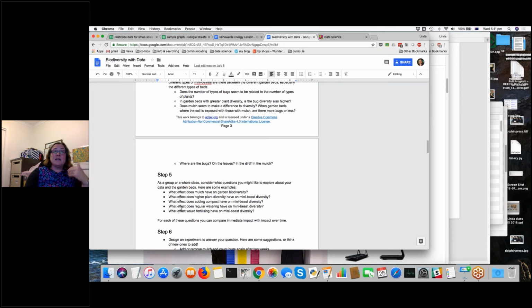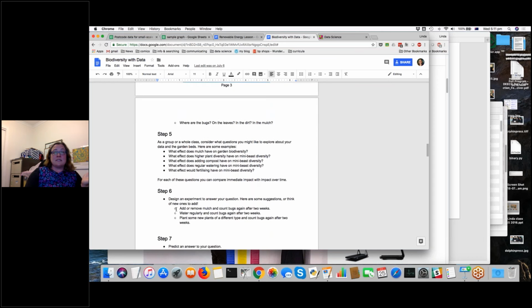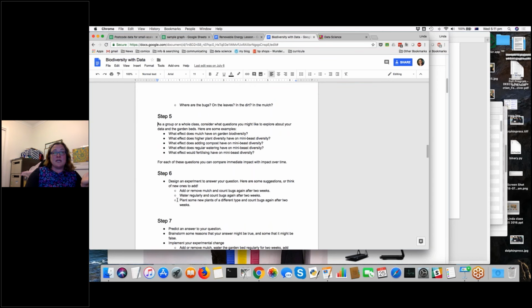So at this point, they have a hypothesis. For example, I think that fertilizing will mean there are a lot more different types of mini beasts. And then they design an experiment to answer the question. So some of the suggestions might be if they're looking at mulch, add or remove mulch, and then count the bugs again after 2 weeks.